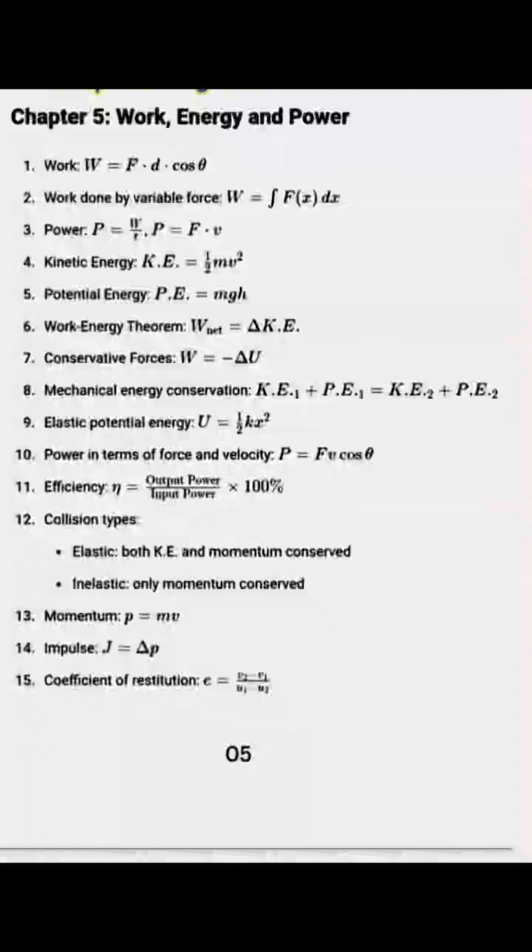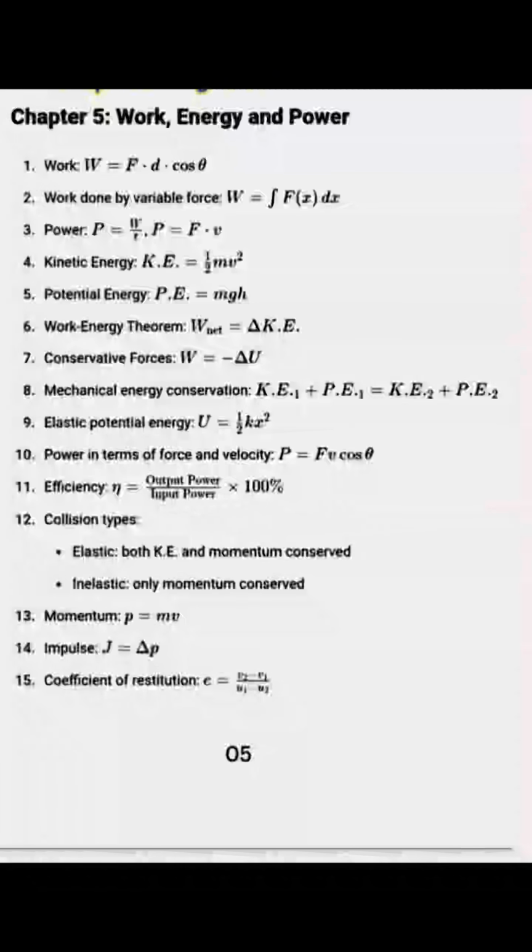The formula for work is F dot d cos theta, and for variable force the displacement will change at every point because there is a variable force. So we'll use this formula: W is equal to the integral of F(x) dx. Then power is work done per unit time, or in terms of velocity we can say it is equal to F dot v. Then kinetic and potential energies, the work-energy theorem, where we can say in the ideal case that there is no energy loss, or we can say it is the conservation of energy.